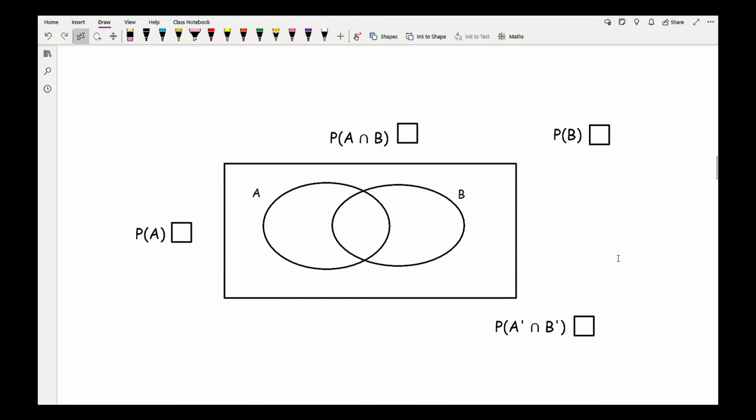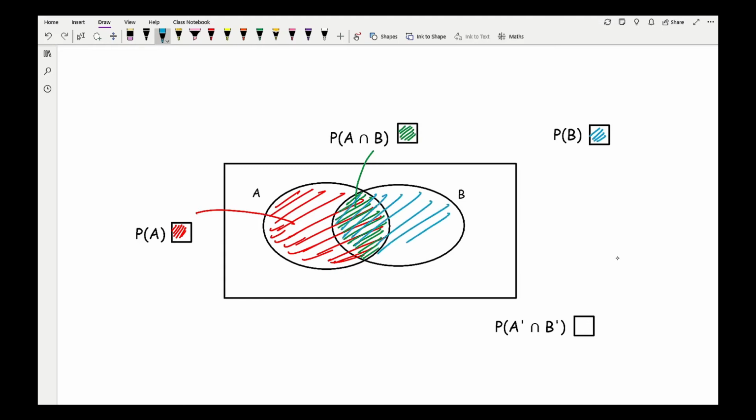Now what I'm going to do is highlight each of these sections in different colours. So for probability of A, which I'm going to highlight in red, that's basically everything in the circle, or the oval I should say, of A. Looking at A and B, that's going to be this middle section here. And let's do a few arrows so you can see what that represents. And the probability of B, again let's use a more distinctive colour, is everything in the circle of B. And again, just recognise that the middle section is going to have quite a lot of colours.